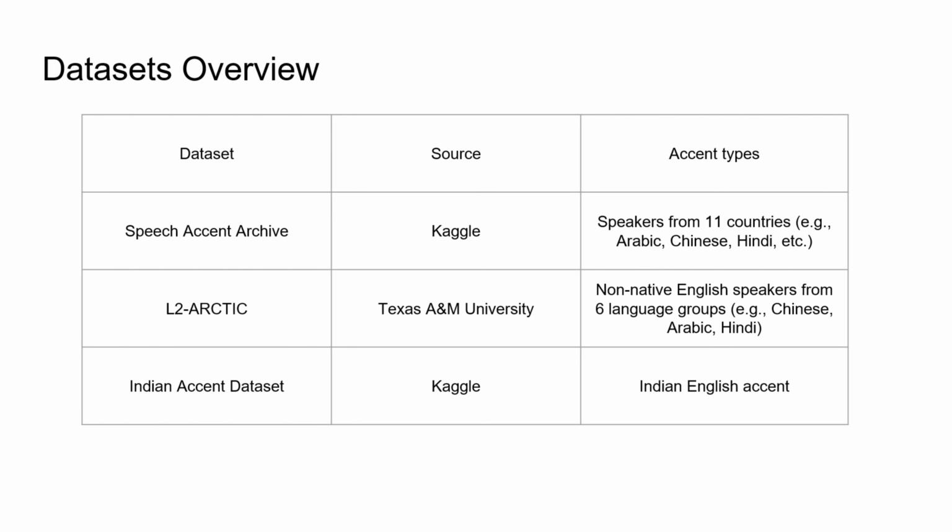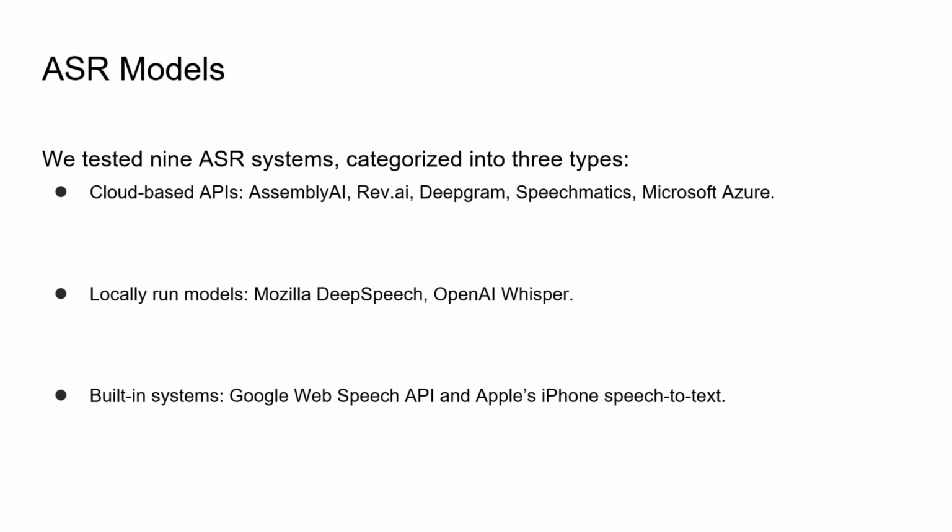Lastly, we included an Indian accent dataset, also sourced from Kaggle. It focuses on Indian English, which is known for its distinct phonetic patterns and rhythms. Given the size of the original dataset, we randomly selected a subset for testing, ensuring a manageable but still meaningful sample to emphasize how different ASR systems perform with accented English.